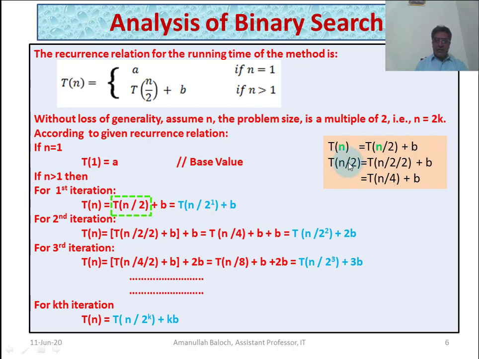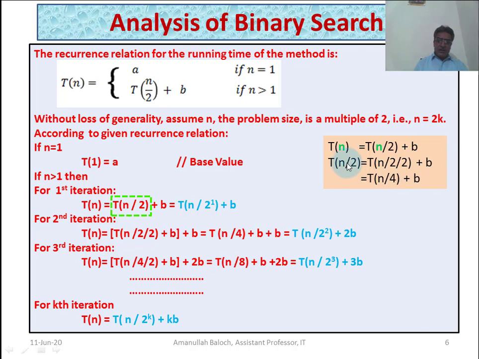Now T of n divided by 2 is equal to T of n divided by 2 whole divided by 2. It becomes n divided by 4. T of n divided by 4 plus b. The value of T of n divided by 2 is equal to T of n divided by 4 plus b. That is in the second iteration. The fourth section of the array will remain, and on reaching this part of the array, we have consumed the plus b microsecond.